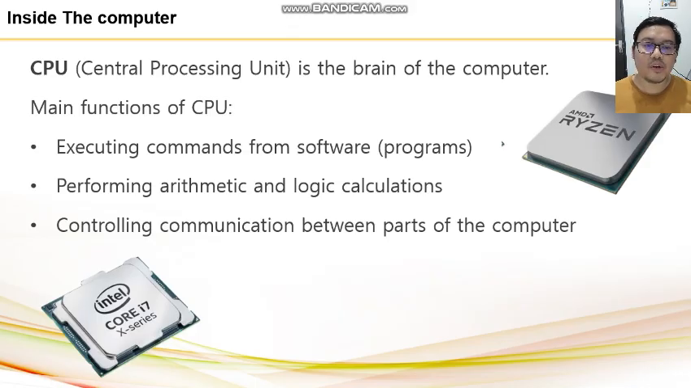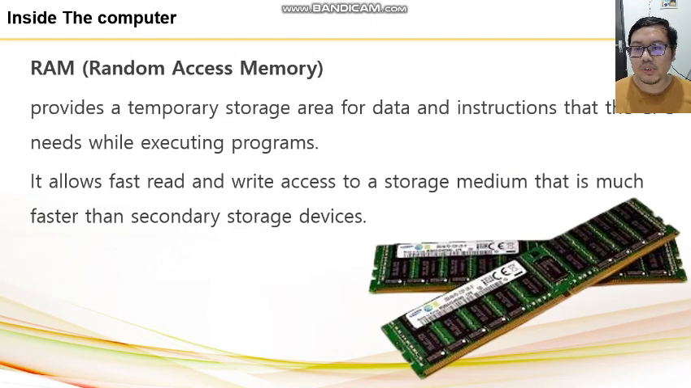CPU is the brain of the computer, and the main functions of the CPU are executing commands from software, performing arithmetic and logic calculations, and controlling communication between parts of the computer. And the RAM or random access memory provides a temporary storage area for data and instructions that the CPU needs while executing programs.